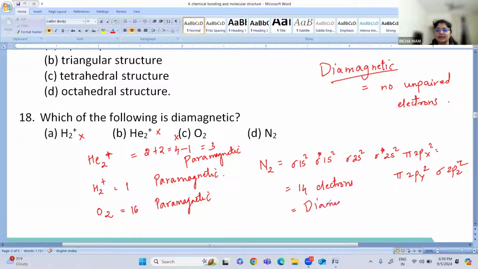So which among the following is diamagnetic? It is option number D.